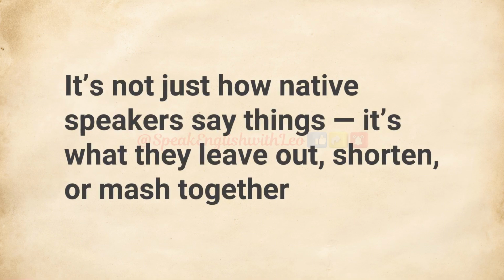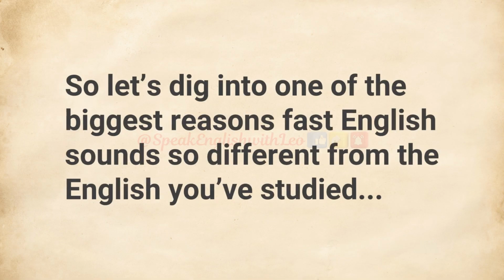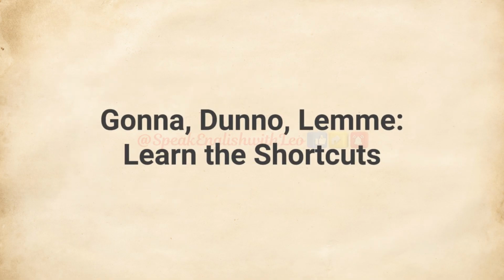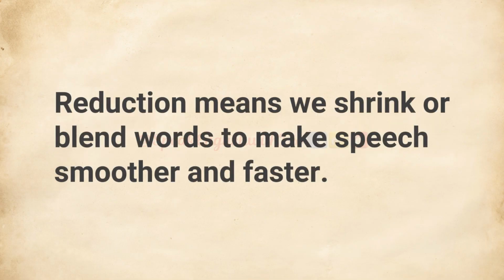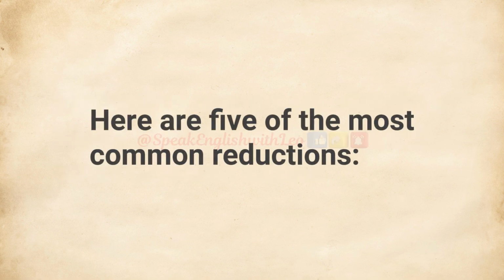It's not just how native speakers say things, it's what they leave out, shorten, or mash together. So let's dig into one of the biggest reasons fast English sounds so different from the English you've studied. Gonna, dunno, lemme, learn the shortcuts. Let's go deeper into the core of fast English, reduction. Reduction means we shrink or blend words to make speech smoother and faster. Here are 5 of the most common reductions.